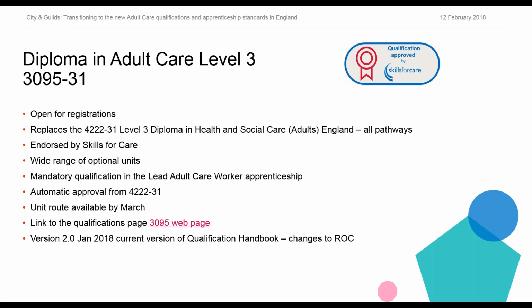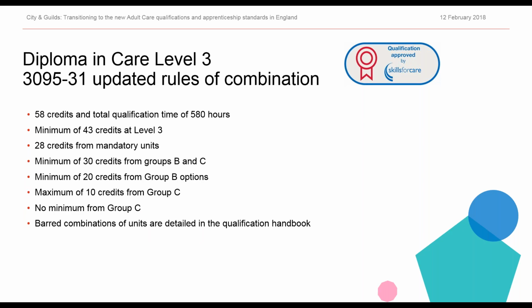What we've done is we've looked at the way that we put our optional units together. So instead of having 3 groups of optional units, we've decided to go with 2, which in the main are competence-based units and knowledge-based units. What we wanted to do here was to ensure that there was an appropriate balance between competence and knowledge, because after all, this is a competence-based qualification.